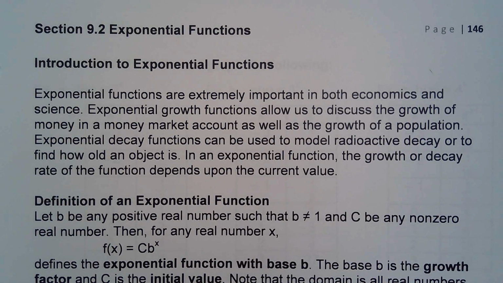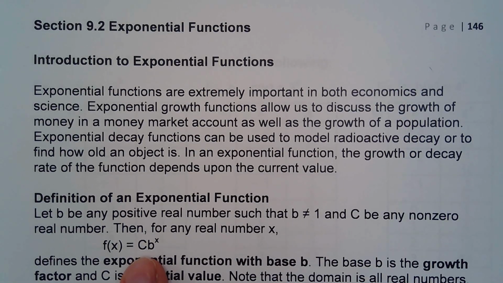So we'll let b be any positive real number such that b does not equal 0 and c be any non-zero real number. Then for any real number x, f of x equals c b to the x defines the exponential function with base b. The base b is called the growth factor and c is the initial value. And you want to note that the domain is all real numbers.